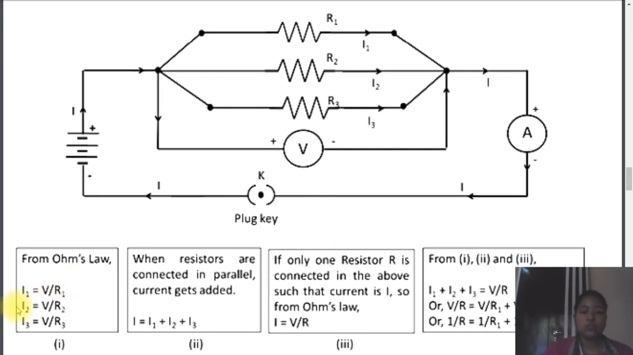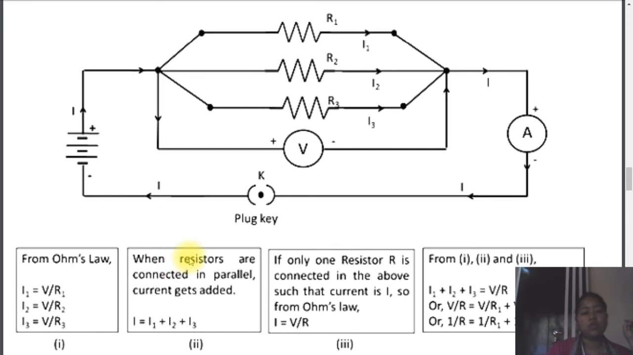Then we move to the second resistor, which has the value R2, and the current flowing through it is I2. Again we apply the formula for the second resistor, and we have I2 equals V upon R2, with V remaining the same for all resistors. Then for the third resistor, the current is I3 and the resistance is R3, so I3 equals V upon R3. These are the values of the currents.